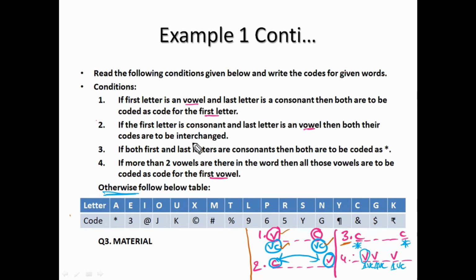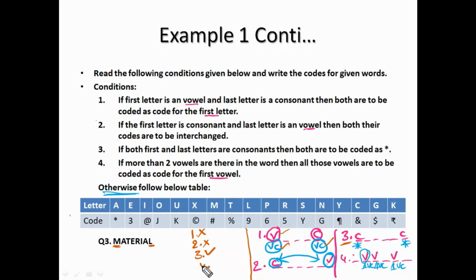Next example. I'm checking the conditions first. Condition 1: first is a vowel? It is not a vowel, fail. Second, first is a consonant and last is a vowel, but last is not a vowel, that's why it fails. And third condition, both first and last are consonants. Yes, both are consonants. Condition 3 is following. And is there any need of checking the remaining conditions?